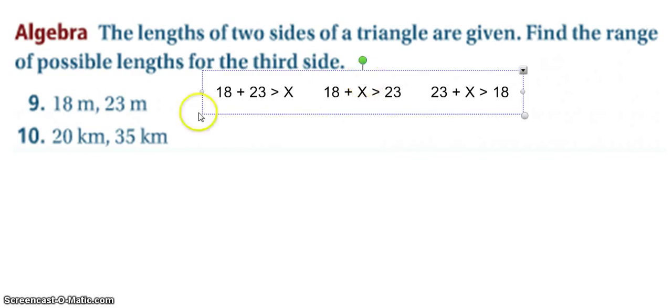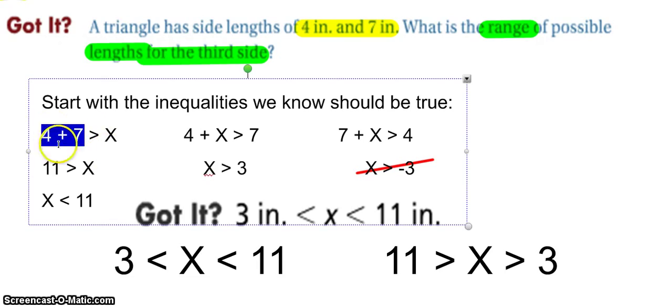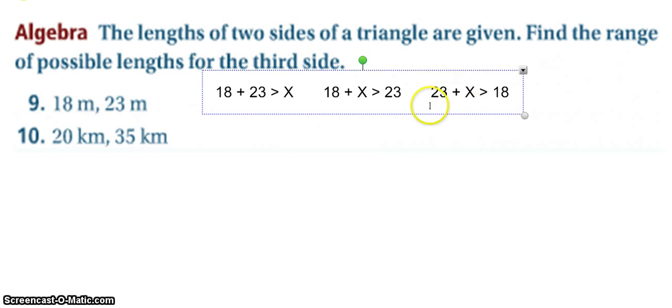Now I've got my three inequalities set up here for number 9, but let's go back to our got it and look at what inequality we throw out. Well, the inequality that uses both numbers that I have on the left side is good. The inequality that uses my short side on the left side is good. So the inequality that uses the longer side that I've been given is the one that we throw away. So we can go ahead and figure out, before I even start solving, this third inequality right here is the one that we would throw away, so we don't even need to use it.